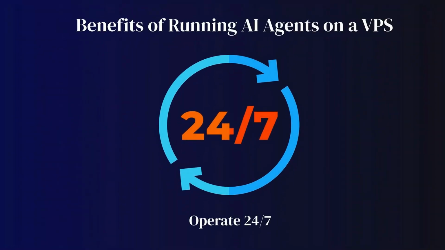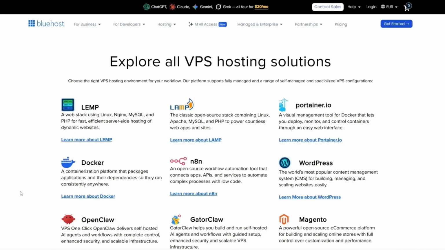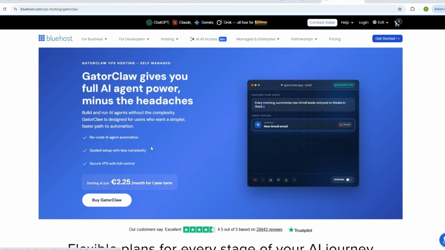Running AI agents on a VPS allows them to operate 24/7 while keeping your files, workflows, and AI memory private inside your own environment. Bluehost offers self-managed VPS templates, making it easier to launch AI systems without advanced DevOps knowledge. Now, let's set up GatorClaw, the AI agent for beginners.